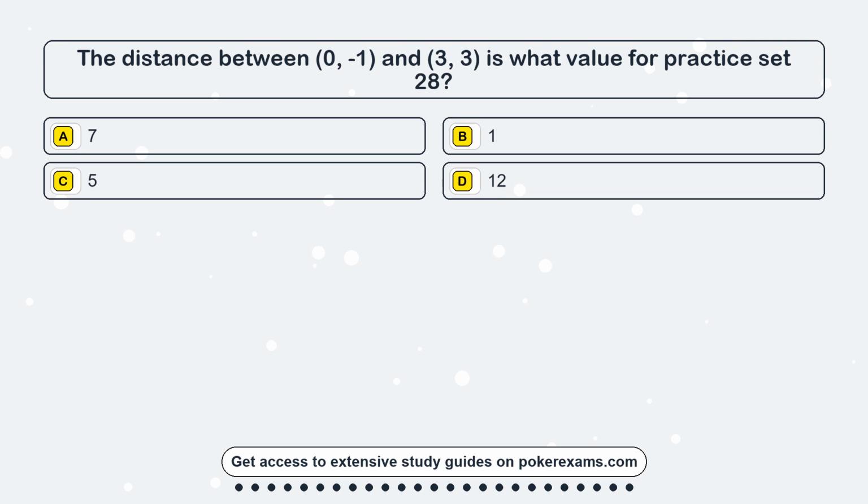Question 16. The distance between (0, -1) and (3, 3) is what value for practice set 28? Option A, 7. Option B, 1. Option C, 5. Option D, 12.